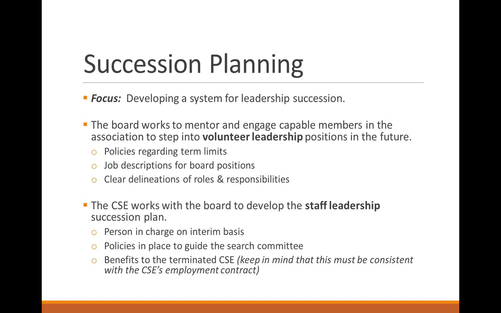The CSE works with the board to develop the staff leadership succession plan, and this may include a number of things. You might talk about the person in charge on an interim basis, put some policies in place to guide the search committee in looking for a new CSE. Benefits to the terminated CSE, or if there was an unexpected death, the CSE's family. And something to keep in mind is that this needs to be consistent with the employment contract in place.